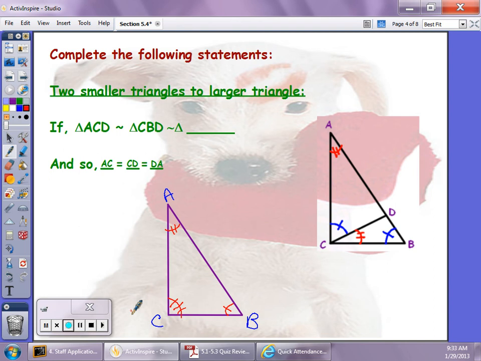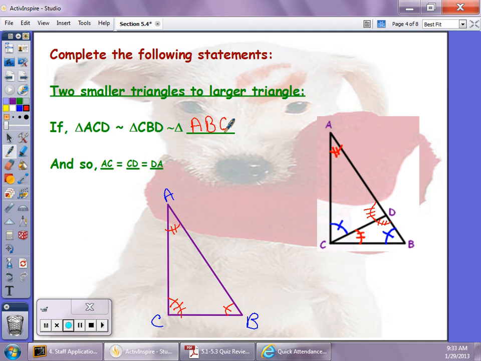So if we go back to the original similarity statements, I'm going to just mark these as well. So if we take triangle ACD, which is the medium triangle, ACD goes from 2 tick marks to 1 tick mark to 3 tick marks. So when I label my larger triangle, I'm going to follow the same pattern, and that's going to give us that triangle ABC is similar to triangle ACD and similar to triangle CBD.